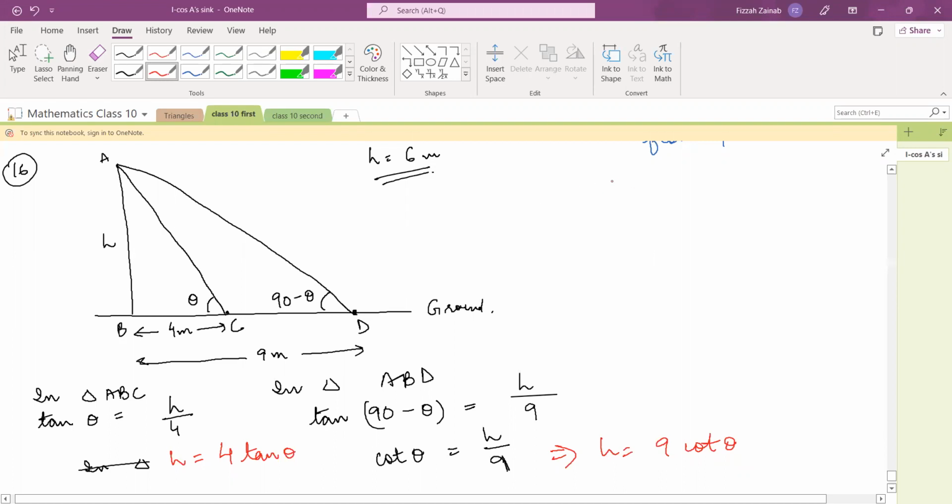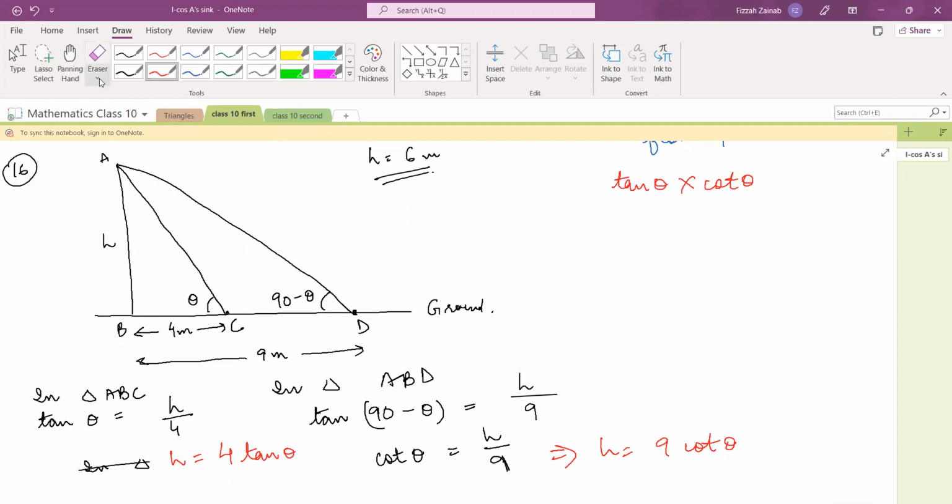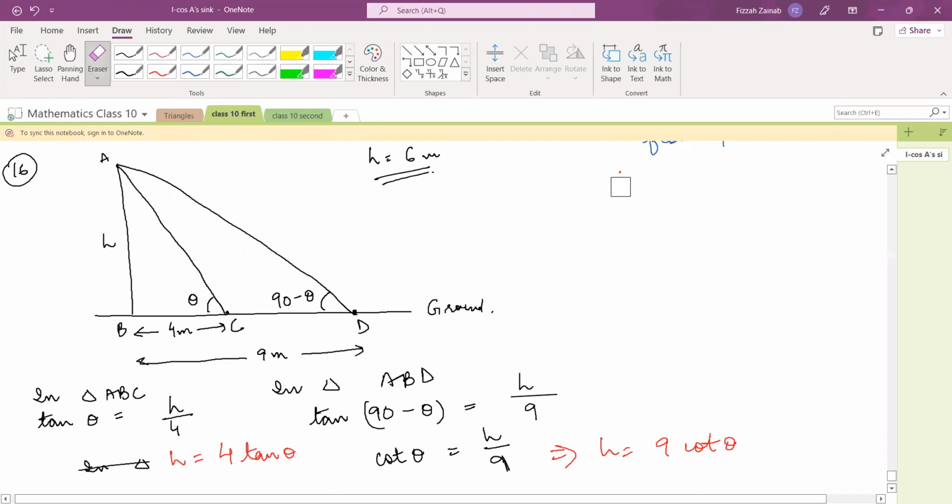Basically the same thing I want to do. I want to multiply tan theta into cot theta. Clear? Yes, ma'am. So if I multiply tan theta and cot theta, ultimately it is going to become 1, right? That is why I'm going to multiply two h's, because one is having tan and one is having cot. So h into h, one time my h is 4 tan theta and another time my h is 9 cot theta, right? So now I'll be able to find h. Yes, ma'am.